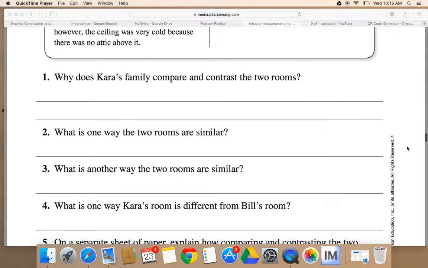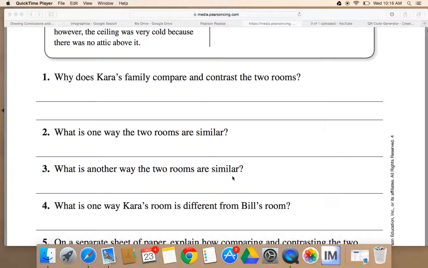So you're going to read through the story, and you want to tell me, why are they trying to compare and contrast the two bedrooms? What is happening in this story that they're trying to figure out and solve? What's one way that the rooms are the same, and what's another way that the rooms are the same? They mention that in the story.